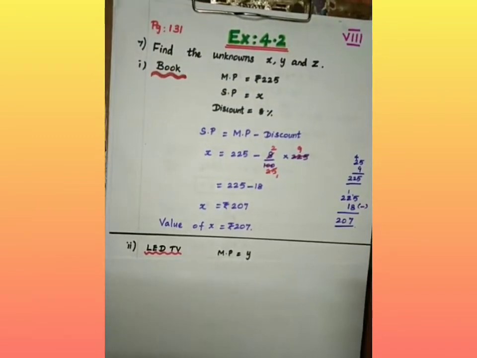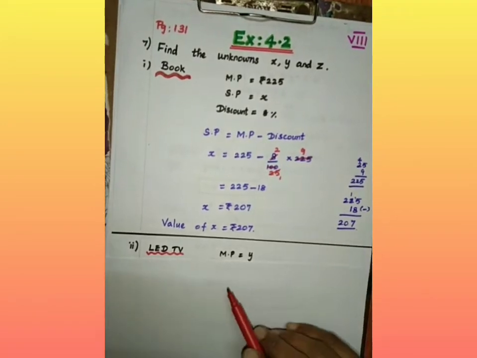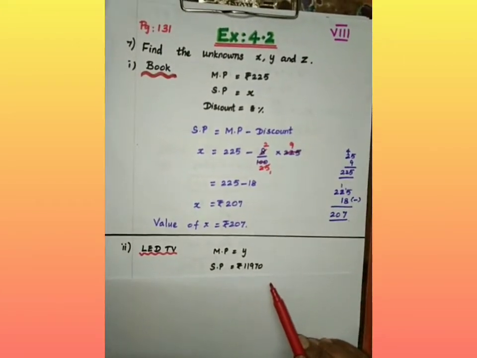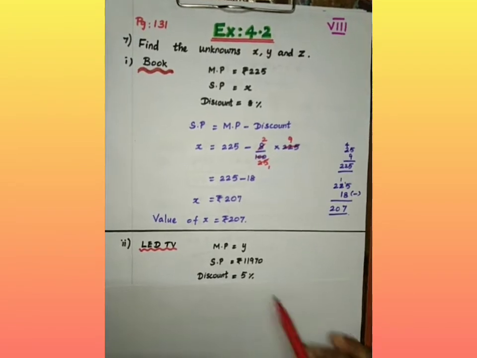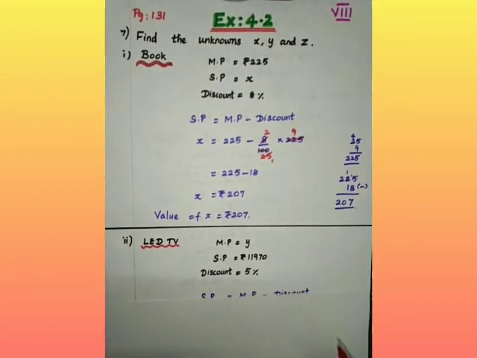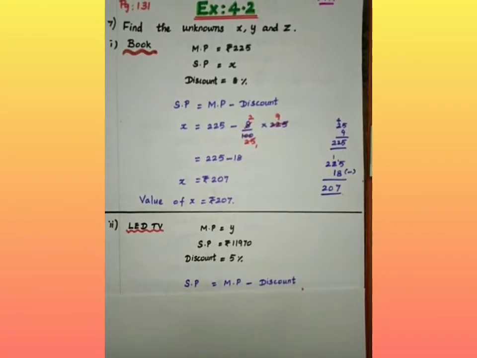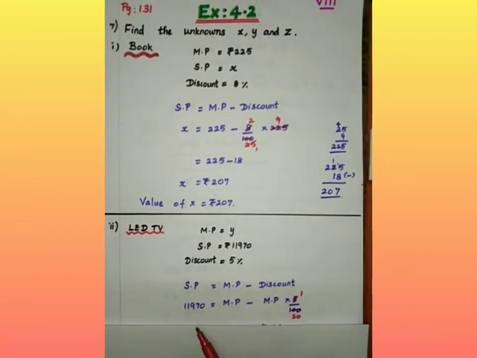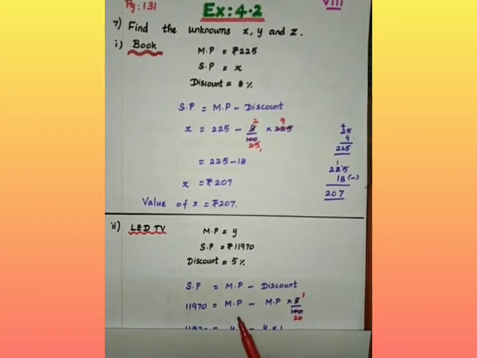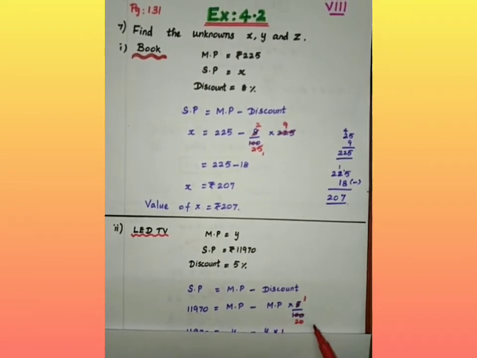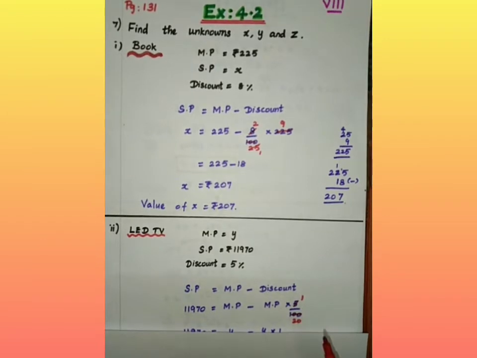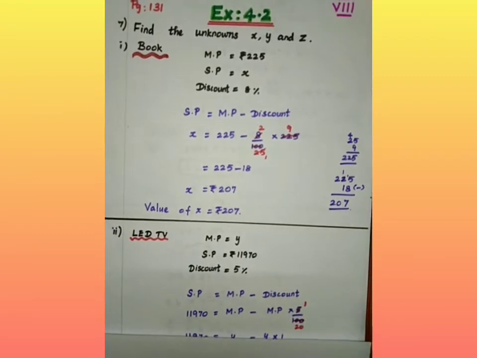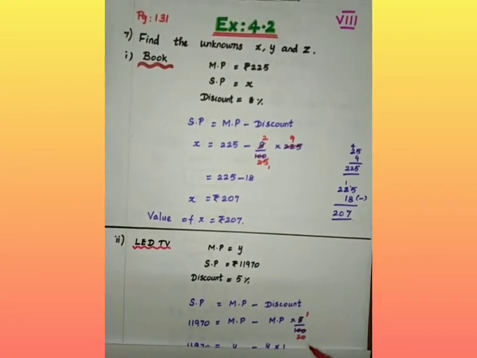Then second subdivision, LED TV. MP is given as y and SP is given as 11,970 rupees, and discount is given as 5%. The same formula we are going to apply. So SP equals MP minus discount. SP value 11,970 equals MP minus MP into 5 by 100, because discount is calculated on MP. That's why we are writing MP into discount percentage, which is 5%. Then we can cancel with the fifth table. 5 1s are 5 and 5 20s are 100.